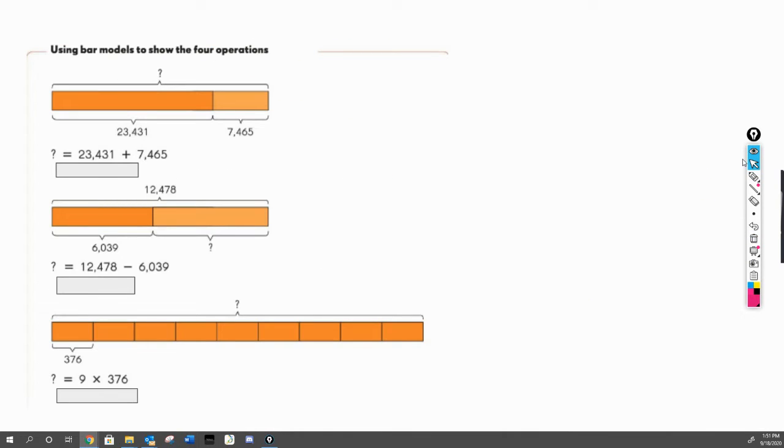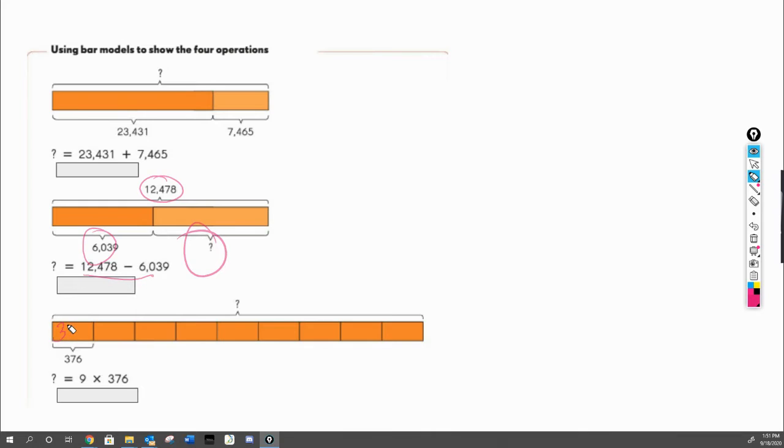Now, you can use bar models to show the operations. You put this bar here with 23,431 with this bar of 7,465, put them together, that represents addition. With this bar, you have two here in which you see that the entire bar represents 12,478. Sorry about that. That was supposed to be a little more beautiful. This part over here is 6,039. So by subtracting, you can find the part that's missing.